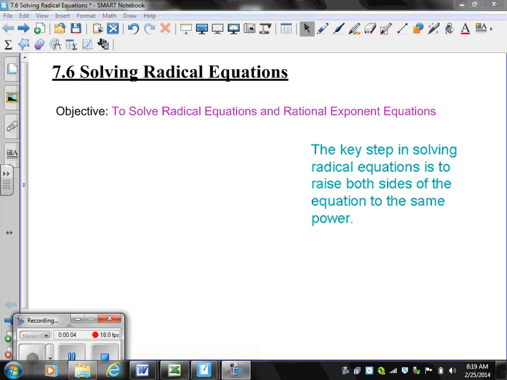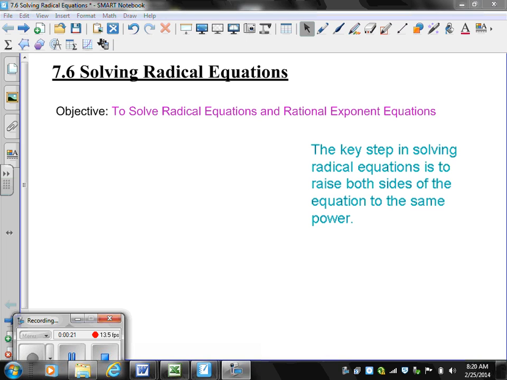Today we're going to be solving radical equations. This goes with section 7.6 in your Algebra 2 textbook. The objective of today is we're going to solve radical equations and we're going to solve rational exponent equations. And we're going to see exactly what that means. I'm going to see how to do that.